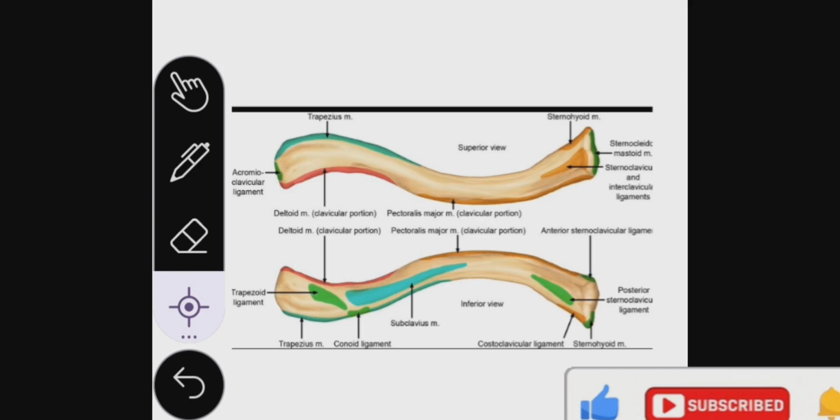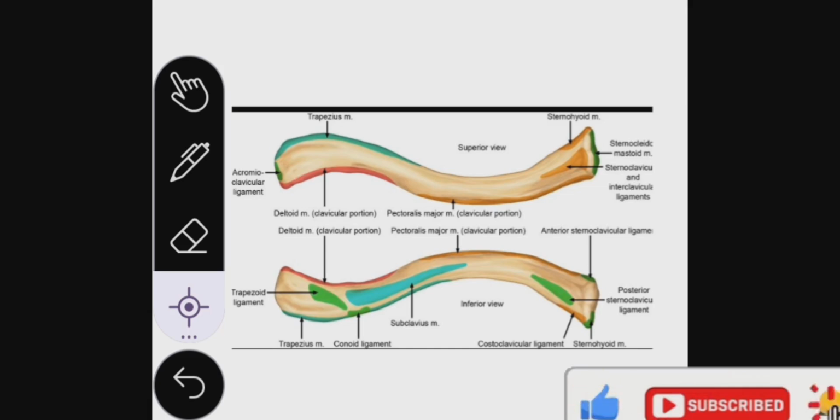The inferior surface of the lateral aspect shows the conoid tubercle, and it also shows the trapezoid line. You can see them here. Then the inferior surface of the medial aspect shows the impression for the costoclavicular ligament. Very important. The medial end articulates with the manubrium of the sternum to form the sternoclavicular joint, while the lateral end articulates with the acromion to form the acromioclavicular joint.